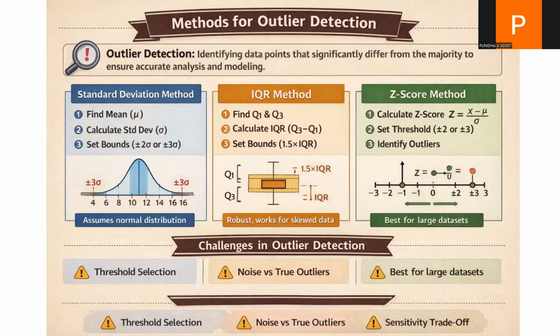Methods for outlier detection. Outlier detection is a crucial task in data analysis, essential for ensuring the quality and reliability of conclusions drawn from the data. Different techniques are tailored for varying data types and scenarios, ranging from statistical methods for general datasets to specialized algorithms for spatial and temporal data. Some of the techniques are the standard deviation method, the IQR method, and the Z-score method.